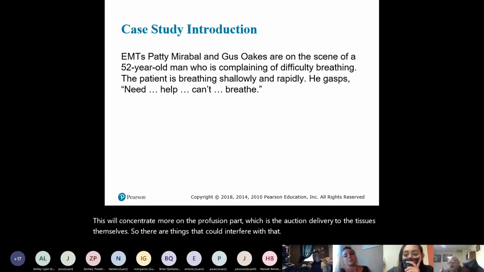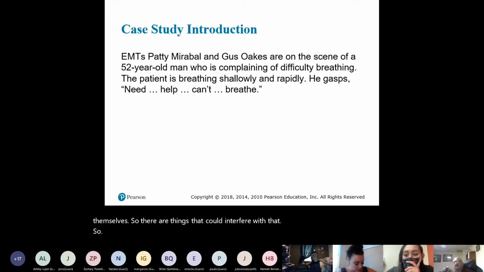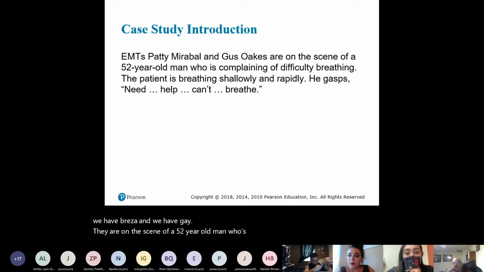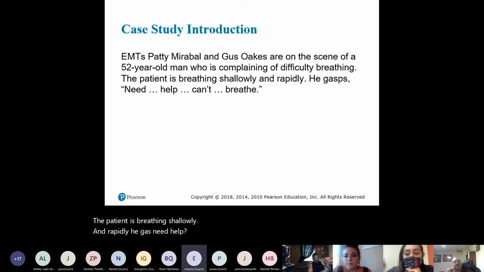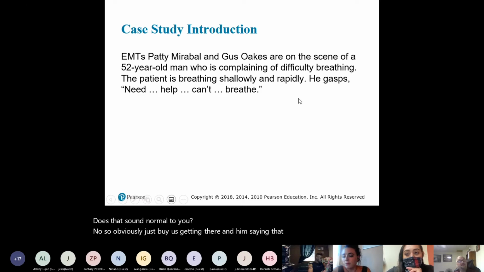So we have Breeza and we have Gabe. They're on the scene of a 52-year-old man who's complaining of difficulty breathing. The patient is breathing shallowly and rapidly. He gasps, "Need help, can't breathe." Does that sound normal to you? No. So obviously, just by us getting there and him saying that tells us he's having an issue.